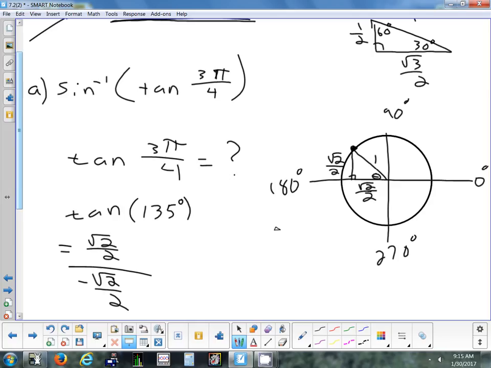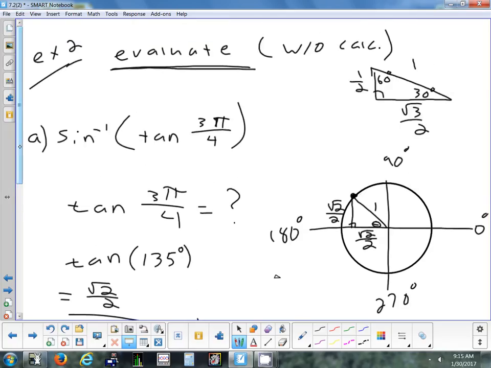If you know all this in your head, you don't need to make this picture. But I'm guessing that some people might have forgotten that this is negative, because 135 is in the second quadrant. So what do you get when you divide these two things? -1. Okay. So now we just figured out the tangent of 135. That's going to get rid of that whole thing. The tangent of 3 pi over 4 is -1. So we just simplified that.